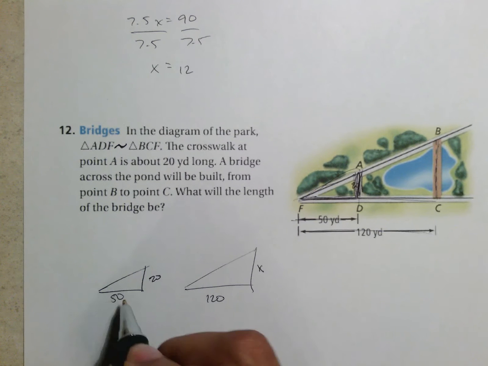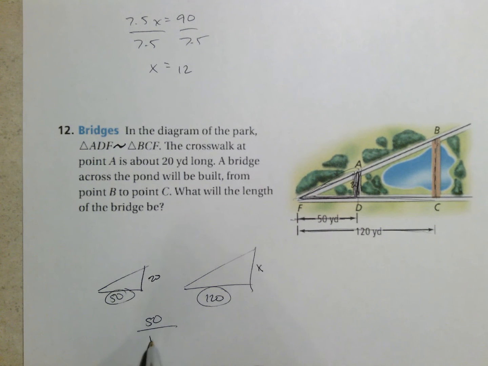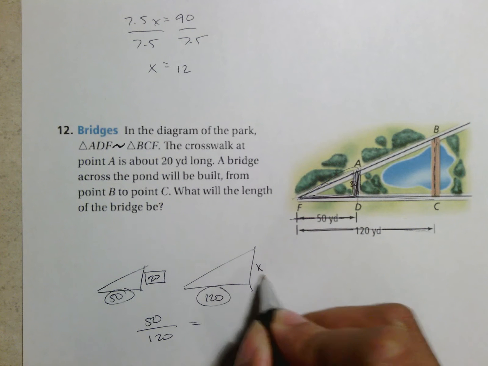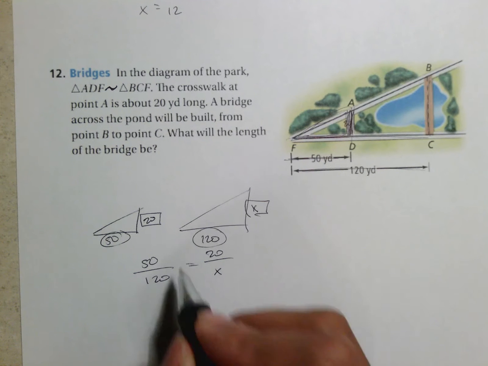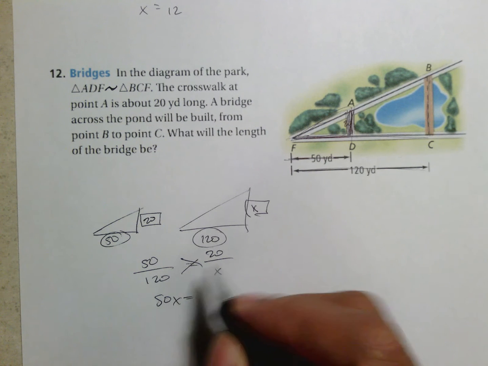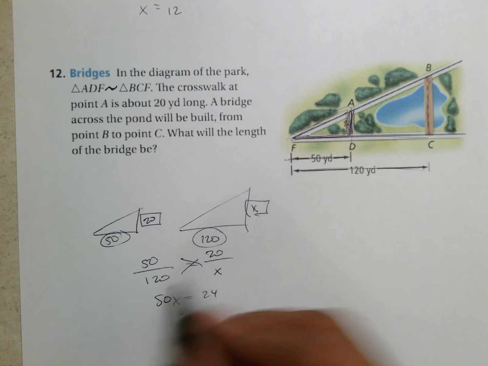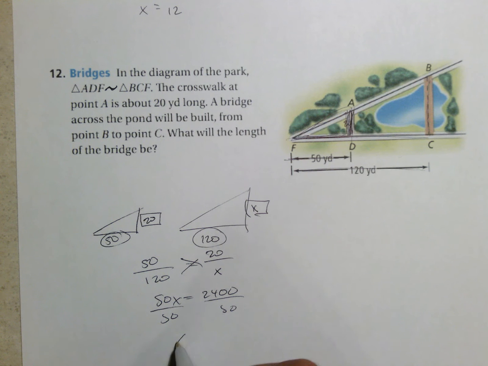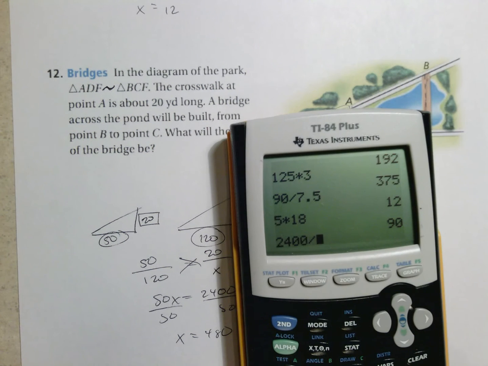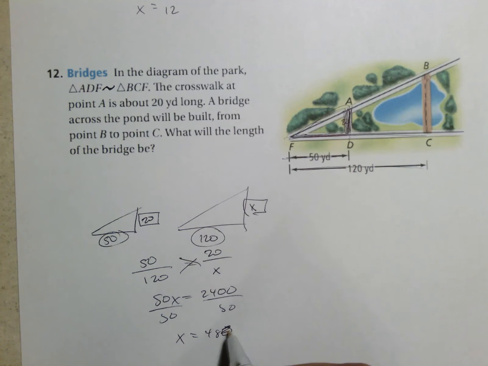And so what we can do now is say that 50 goes over 120, and therefore 20 would go over X. And now we solve this and we find out how big that bridge would be, and you get 50x equals, I think that's 24 with 2 zeros. Now what you do is divide both sides by 50, and I think you get 480. Let's see, 2400 divided by 50, oh, 48, sorry. So 48 would be your answer on that, and that is it.